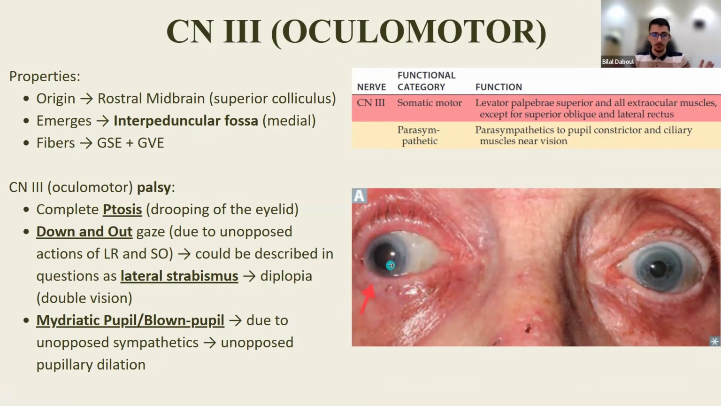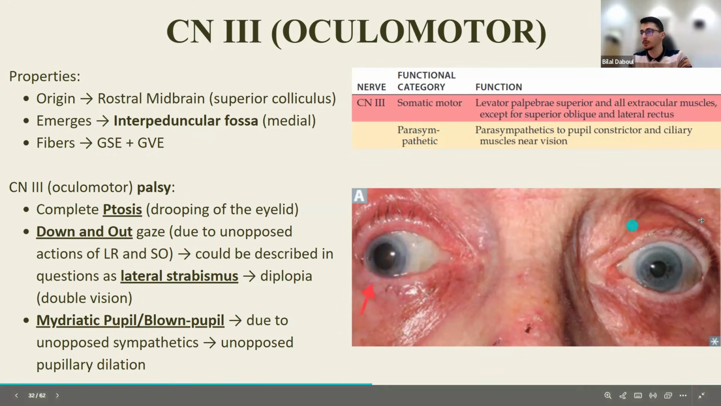So in combination, the eye would be deviated down and out, and also you would have mydriasis or a blown pupil, due to unopposed pupillary dilation. That's it for oculomotor palsy.